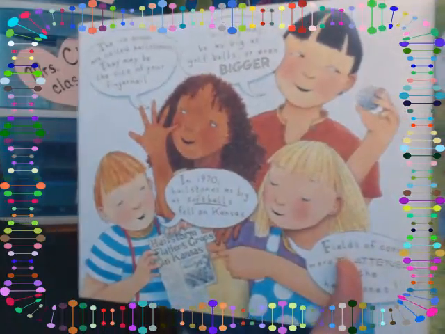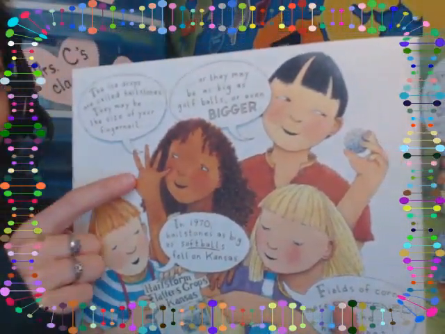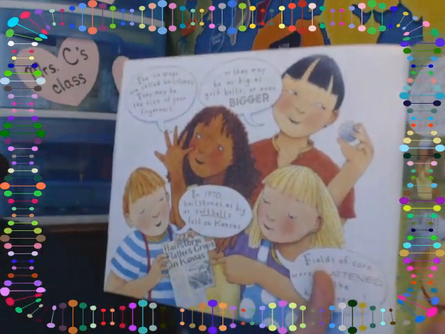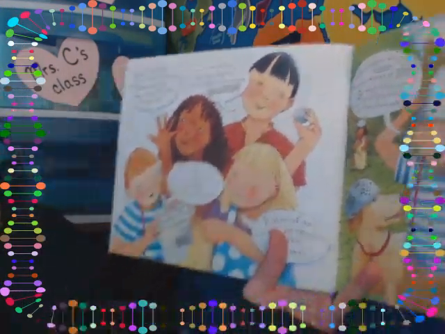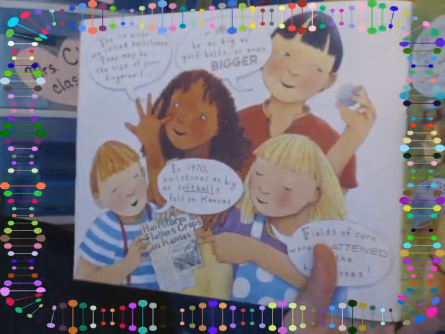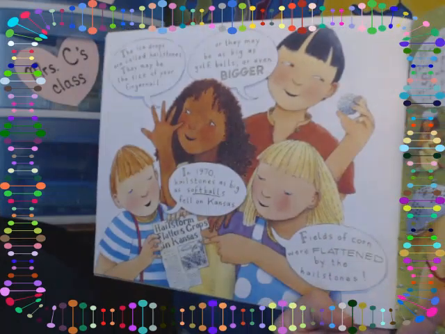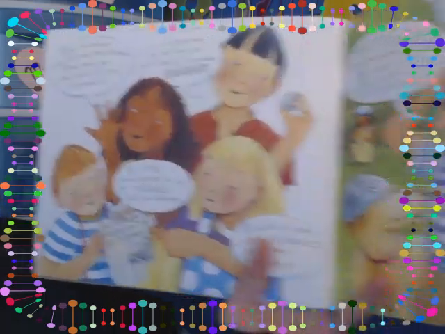The ice drops are called hailstones. They may be the size of your fingernail, that's what they usually are, really tiny, or they may be as big as golf balls, or even bigger. In 1970, hailstones as big as softballs fell on Kansas. Fields of corn were flattened by the hailstones.